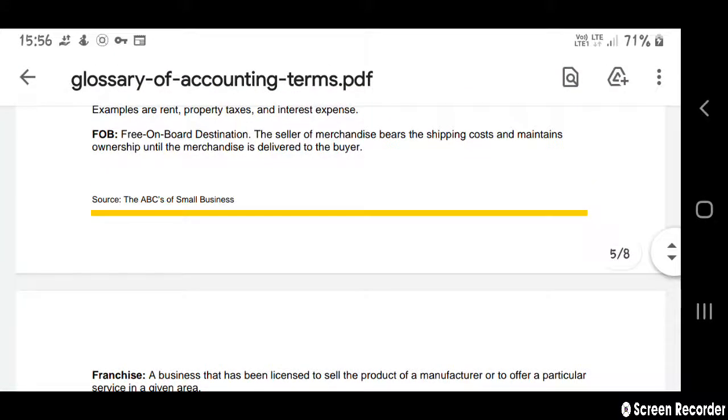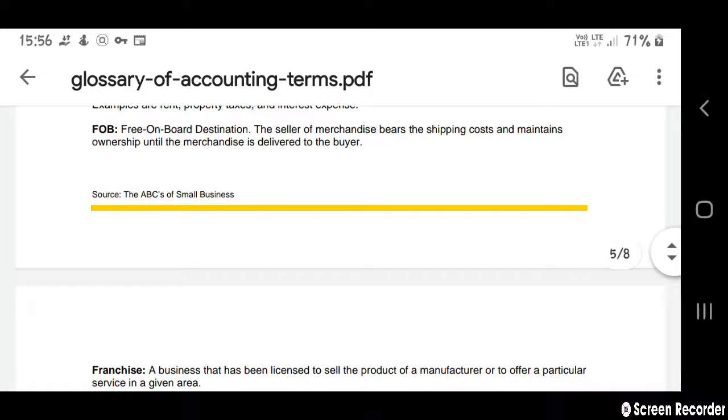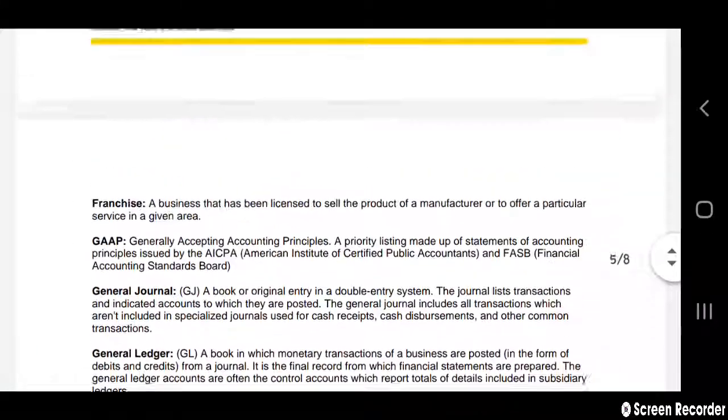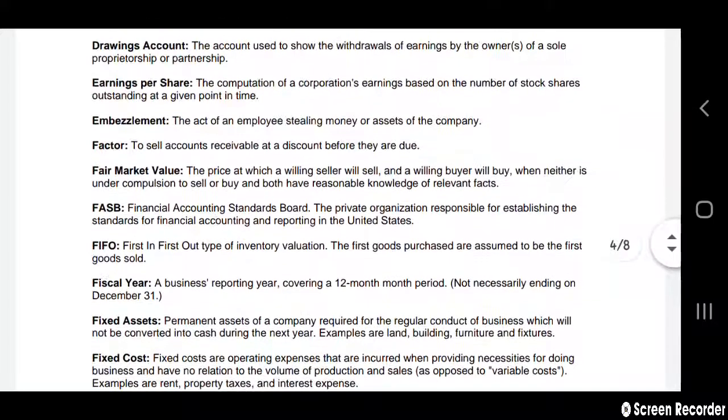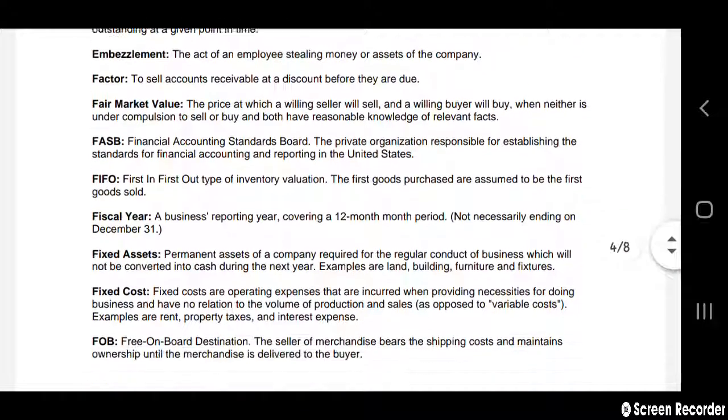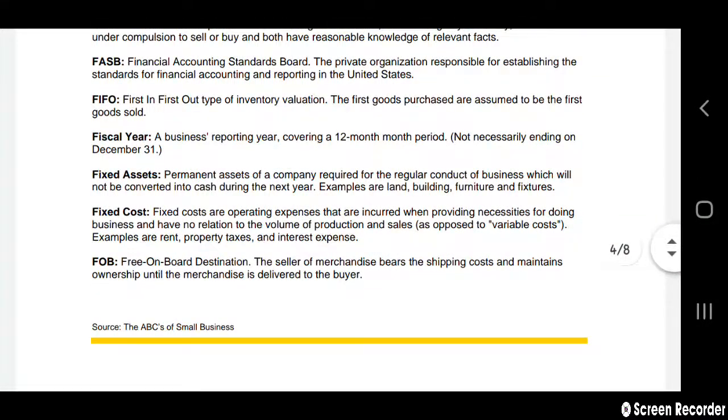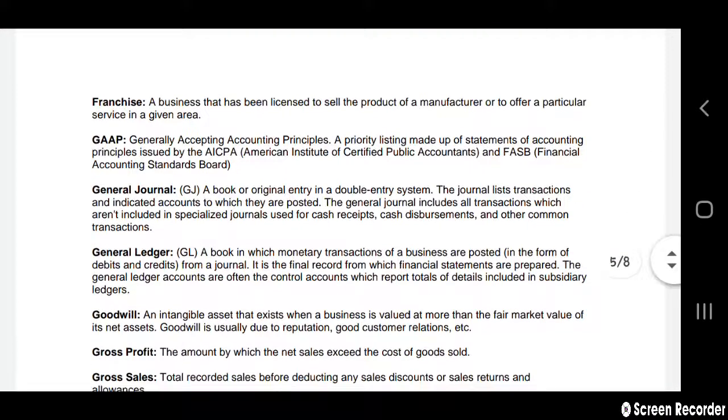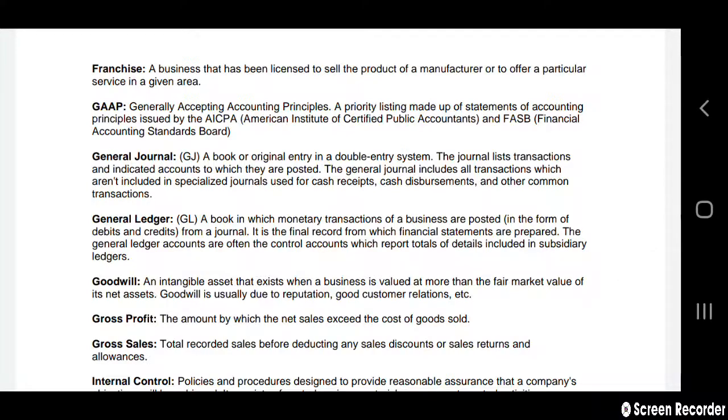So okay friends, till here it is enough. I will explain more concepts of this chapter, the accounting terminology, in the next video. Till now we have learned information about different words in accounts. In the next video we'll learn still more words.